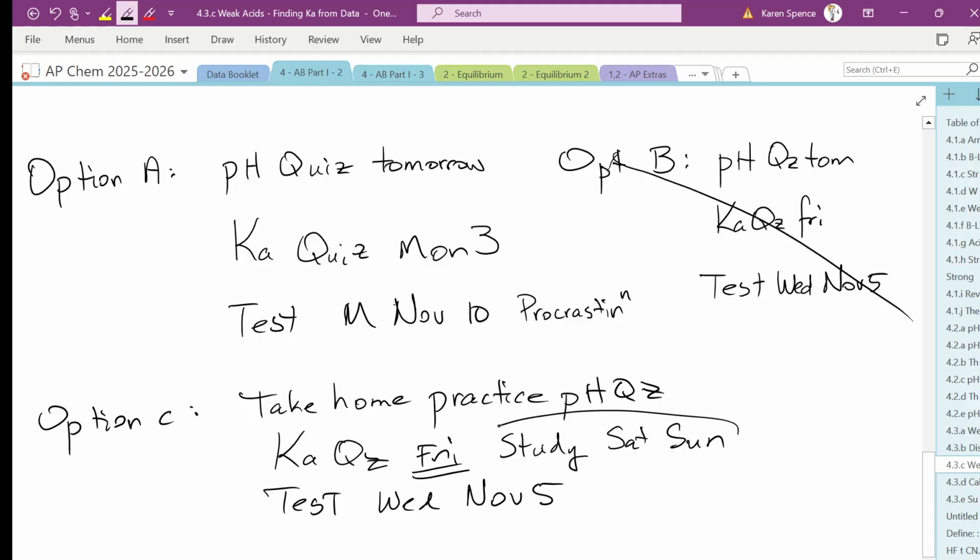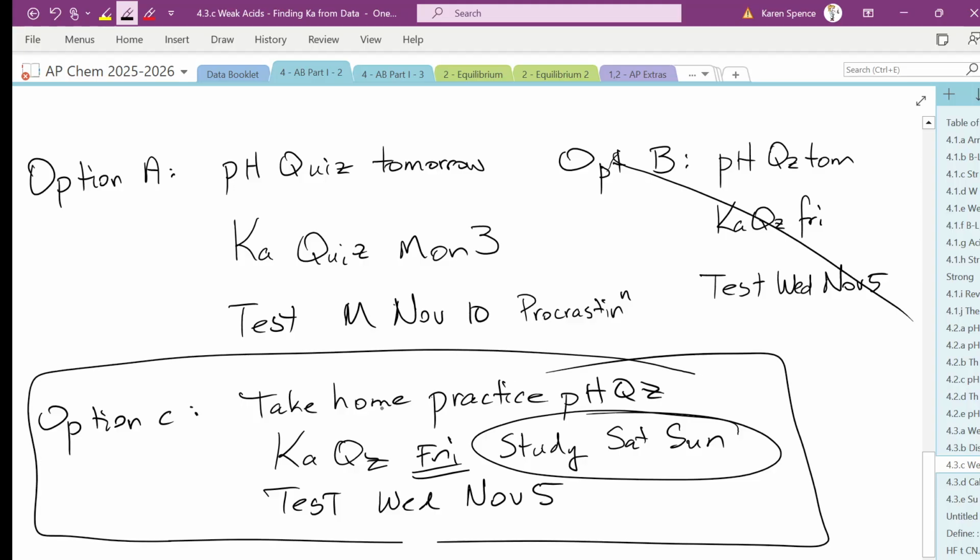So study here. You can ask questions on Monday, right? You can ask questions even on Tuesday if you need to. And then, bam, your test is on Wednesday. Doesn't that sound like a good plan? Yes. I think so. And Juno thinks so, and she was very direct and open about that. And I think we're going with option C.